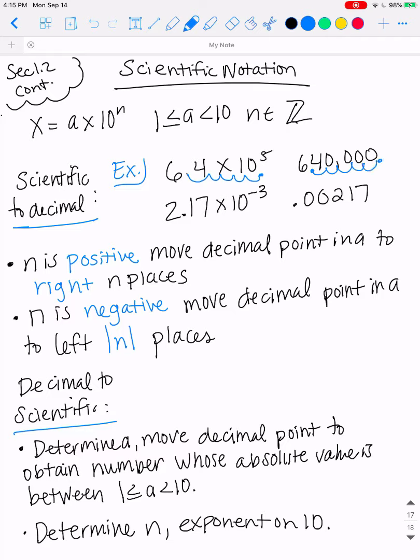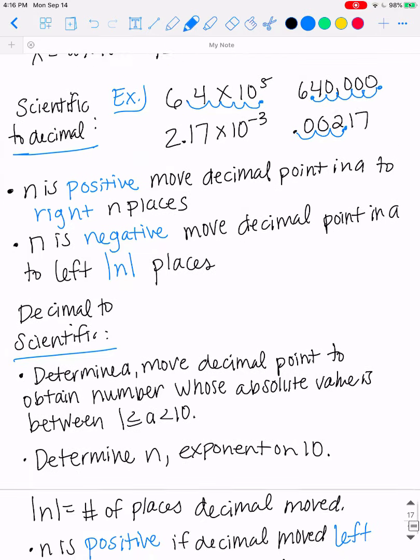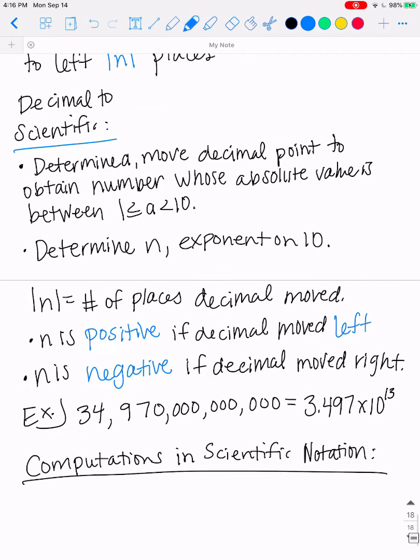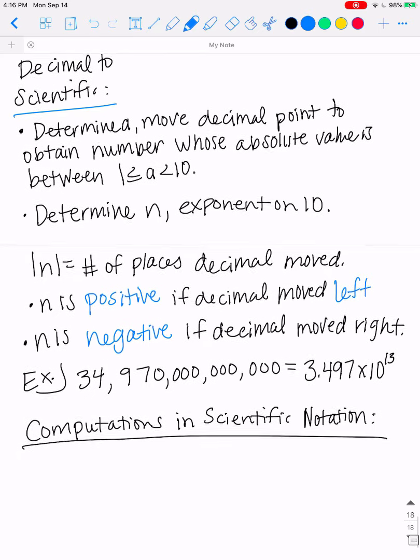If n is negative, we're going to move it left the absolute value of n places. So here it was 2.17, so we're going to move it left 3 times: 1, 2, 3.